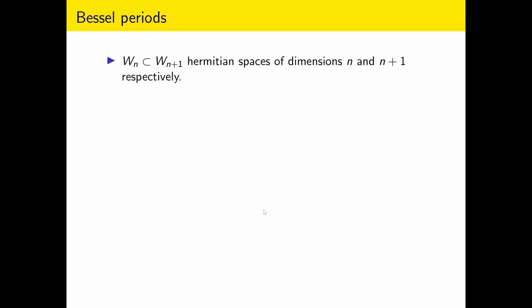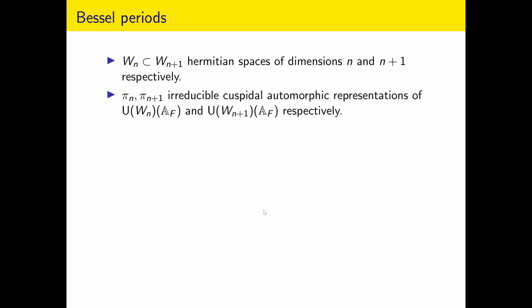To better understand this Fourier-Jacobi period, it's probably a good idea to look back at what we know before. Indeed, there is in fact a better known case of period integrals, the so-called Bessel period. And this one is much easier to state. It does not involve any characters or theta functions. So you take two Hermitian spaces, one of dimension n and one of dimension n plus 1, and you take two automorphic representations, one on U_n and one on U_{n+1}.